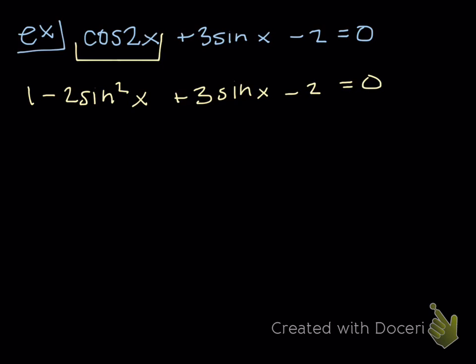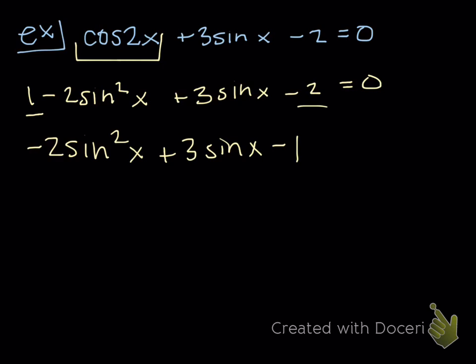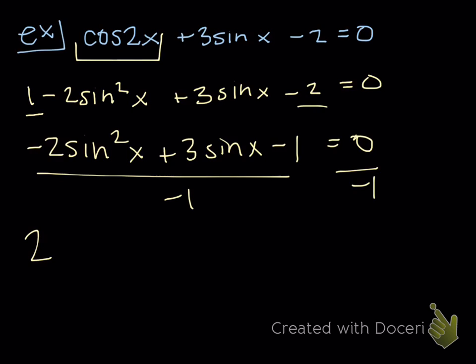So now I need to clean this up a little bit. This 1 and negative 2 can be combined. So I have negative 2 sine squared of x plus 3 sine of x minus 1. Again, I'm going to divide by a negative 1 to change all these signs so my a value is not negative. So I have a positive 2 sine squared of x minus 3 sine of x and a plus 1.